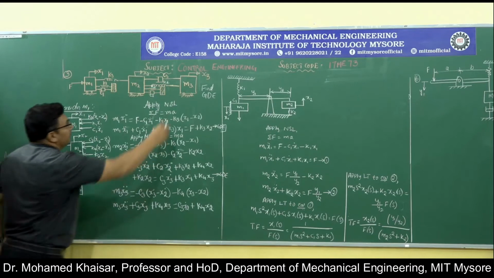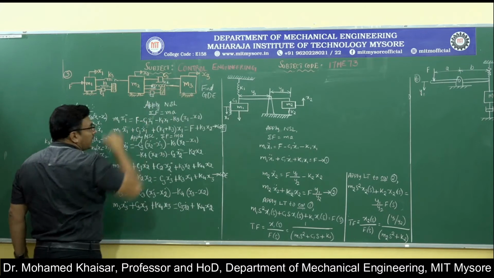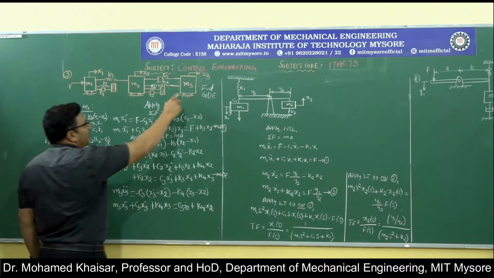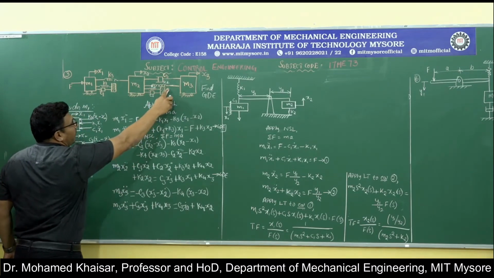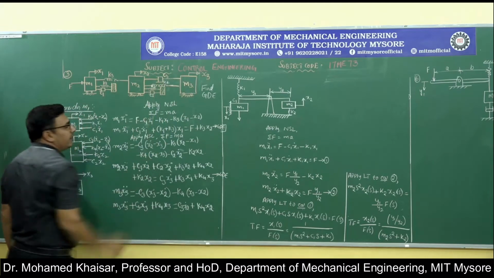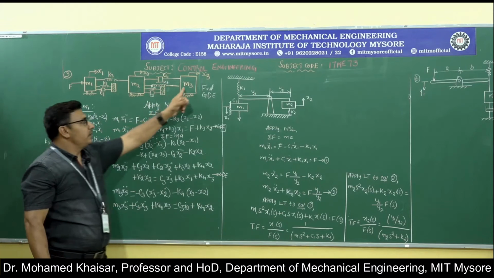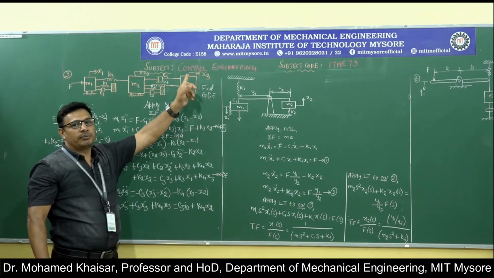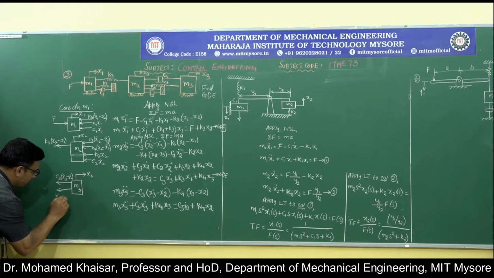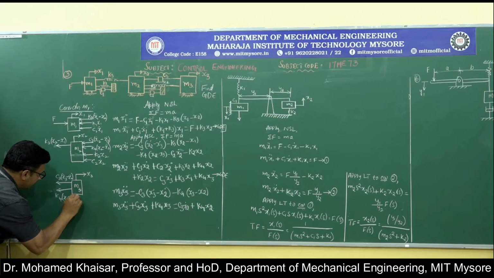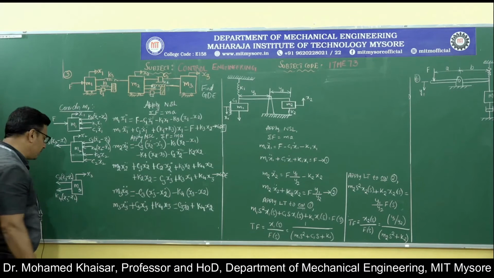Then again there is a spring K4 with the stiffness K4. This is also going to pull back mass m3 whenever it tries to get displaced by distance x3. So K4 into x3 minus x2 will be the effective resisting force offered by the spring K4 whenever the mass m3 tries to get displaced by distance x3. So K4 into x3 minus x2. This is the functional block diagram for the mass m3.